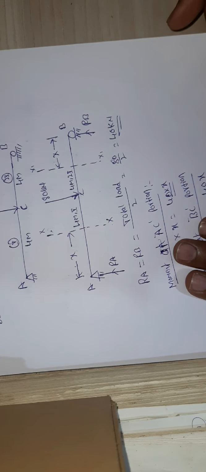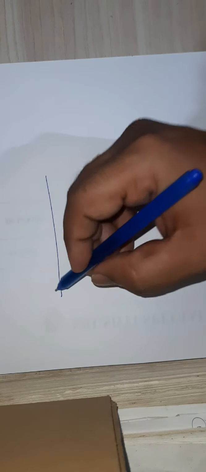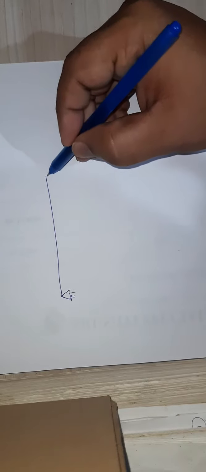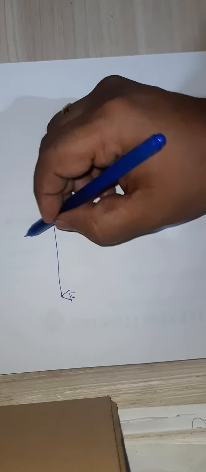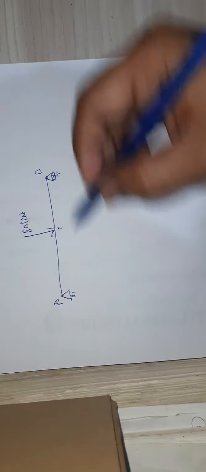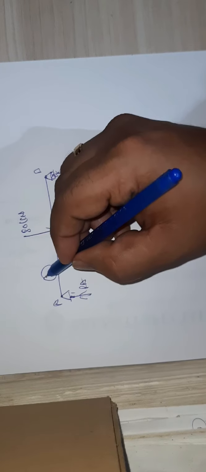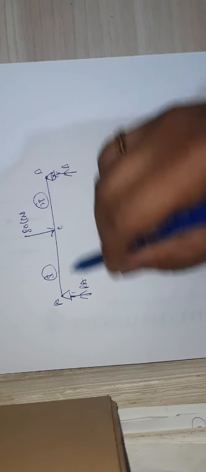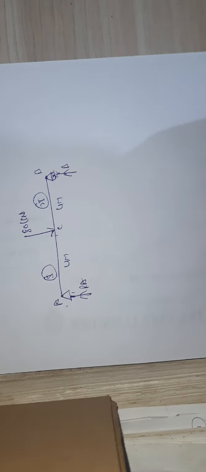Now let us find out the reactions. Once again I will redraw the beam diagram here. It is a roller at this portion. The 80 kilonewton load is acting exactly at the center. This is point A and this is point B. Let us take reactions RA and RB. The moment of inertia for the AC portion is I, and this portion is 2I, and this is 4 meter and this is 4 meter.